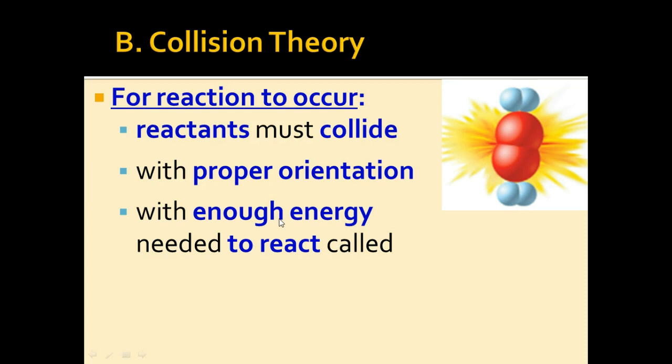So we can't just have a collision when cars are moving 2 miles per hour. That wouldn't work. But if we have a collision when they're moving 50 miles per hour, that will make a great collision. Sorry for the violent example here, but that really demonstrates how collisions work. So we have to have the right orientation with the right amount of energy. But also remember that they have to collide in the first place for the reaction to happen.